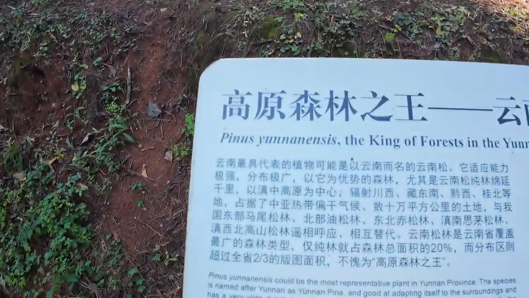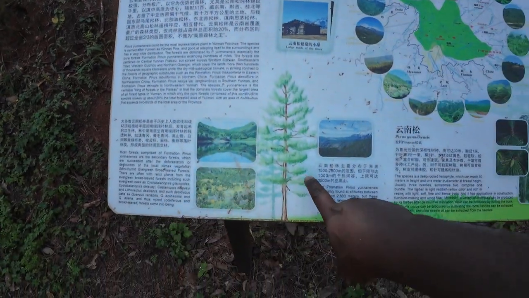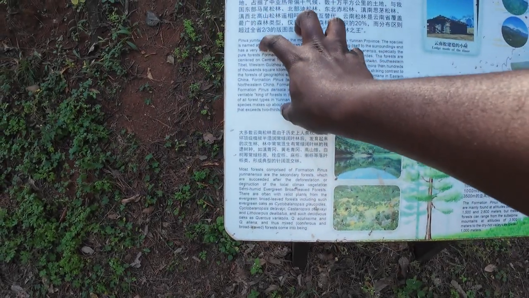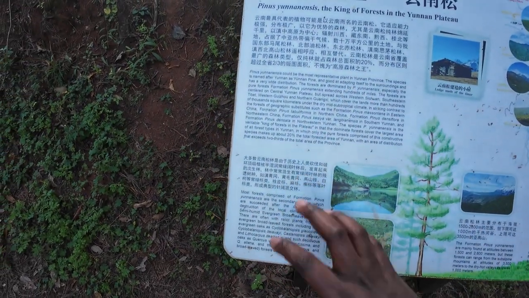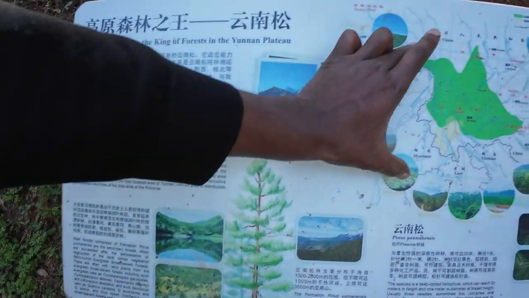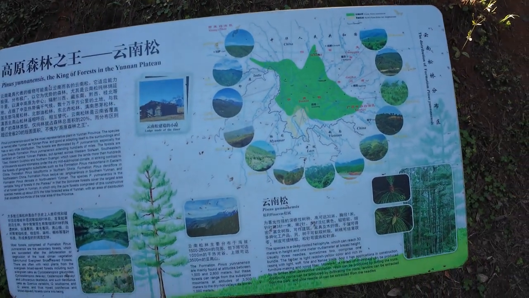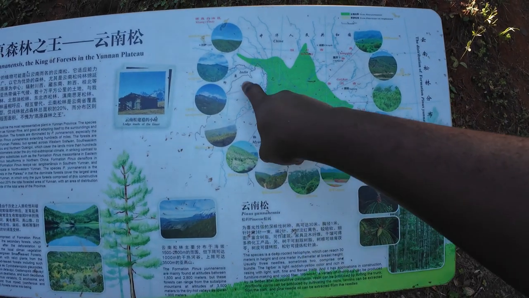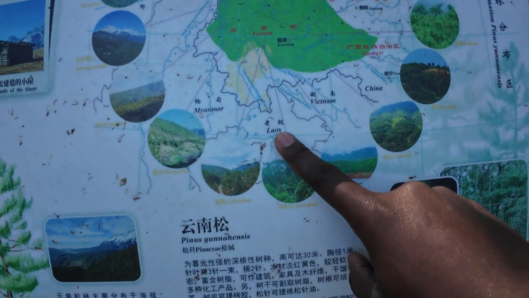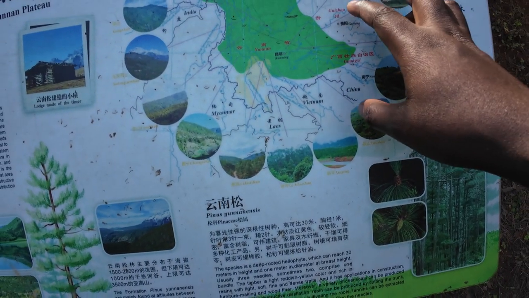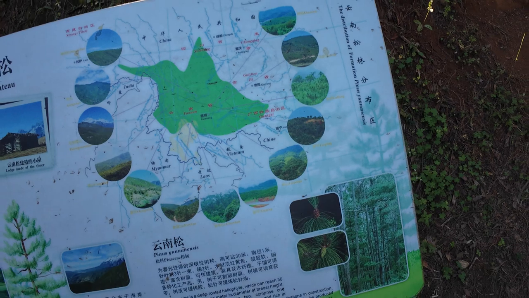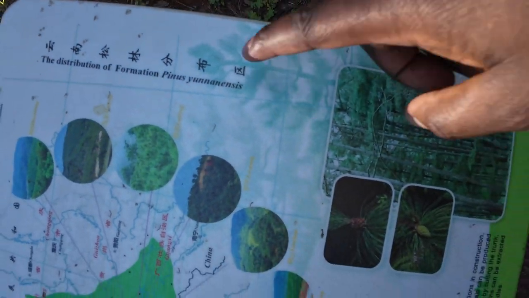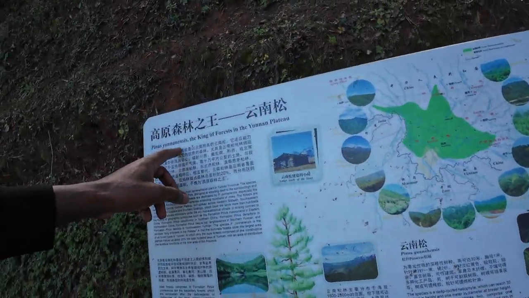You can see like this one, this one is called pinus. This one also is very famous in Africa. It has a brief description, in English and also in Chinese, and shows you the countries in which it's found. Like this one is maybe Asia, because you can see India, Myanmar, Laos, Vietnam, China, and different provinces in China. Distribution information of Pinus yunnanensis. Yunnanensis, it's Yunnan.